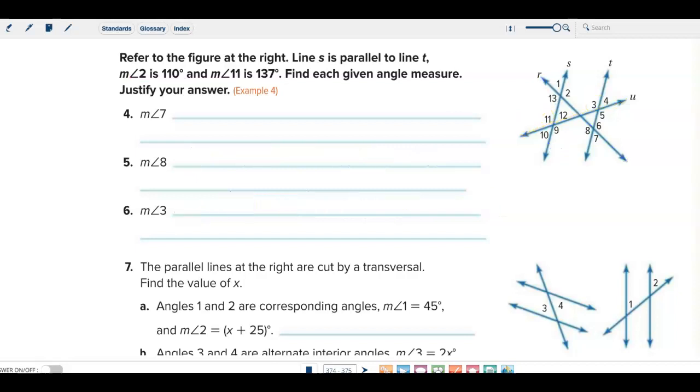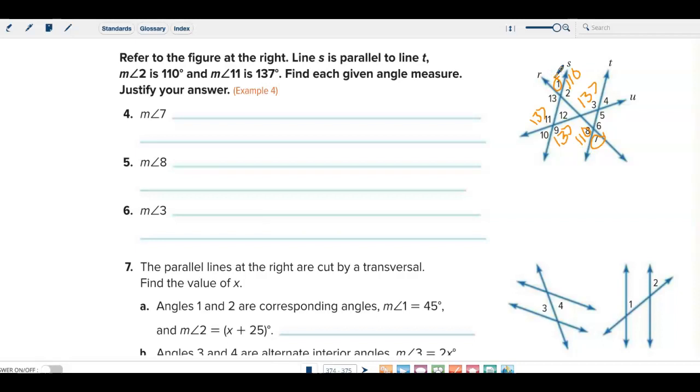So now we just need 7, correct? So we know 9 is 137, 2 is 110, and 8 was 110. So we need 7. Would 5 and 7 be corresponding? No. Would 7 and 1, with 7 on the outside, be alternate exterior? Yes, 1 and 7 would be, but do we know what 1 is?